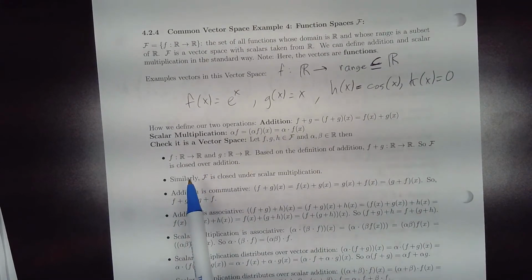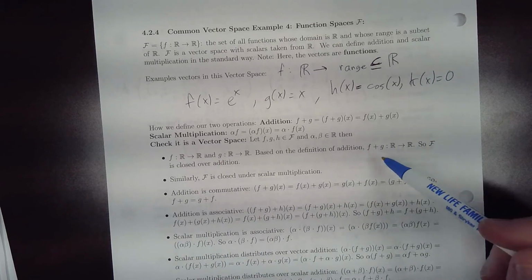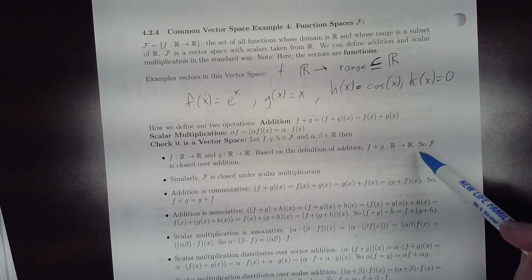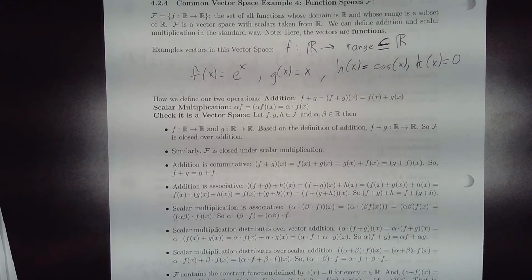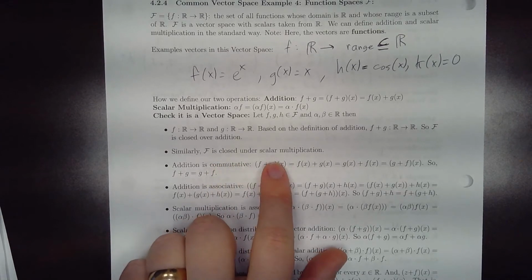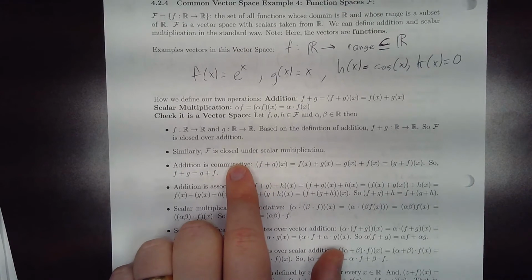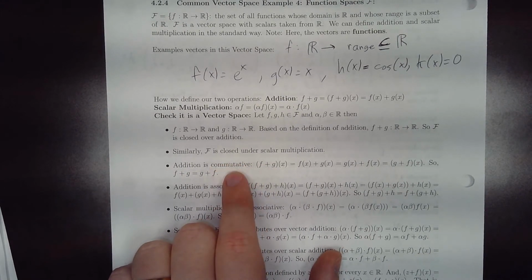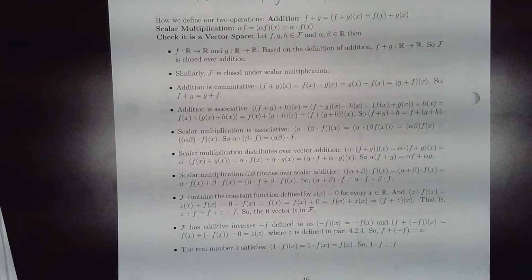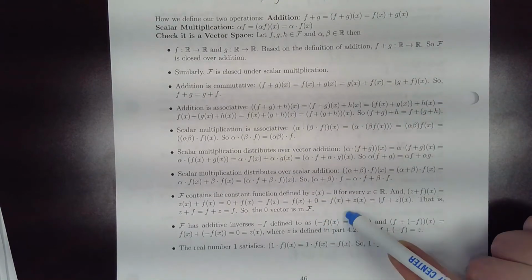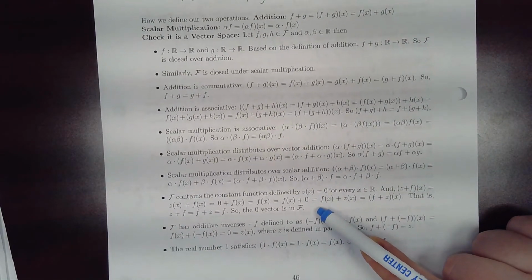So if we have two functions that go from the real numbers to the real numbers, if we add them, they still are going to go from the real numbers, and they're still going to output real numbers. So we're still going to get some function that has that domain and range that we're looking for, and so it's closed over addition. Similarly, if we look at scalar multiplication, if we take a function whose domain is the real numbers and multiply it by a scalar, that doesn't change. It also doesn't change that we're outputting real numbers.